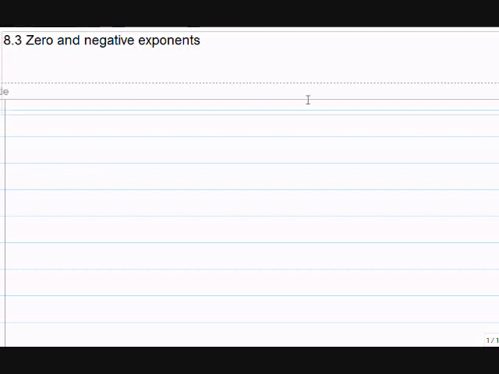So if I have any number to the 0th power, that any number to the 0th power is not 0. It's 1.